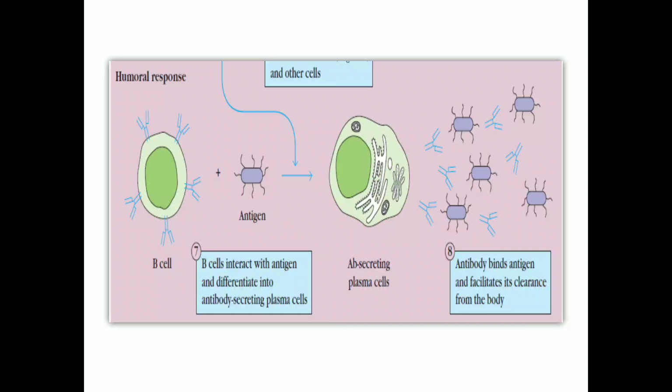So here in this picture of the humoral immune response, you can see that these B cells interact with the antigen and differentiate into antibody-secreting plasma cells. And when they secrete antibodies, they bind to the antigen and facilitate its clearance from the body. And in this way, the humoral immune response works.